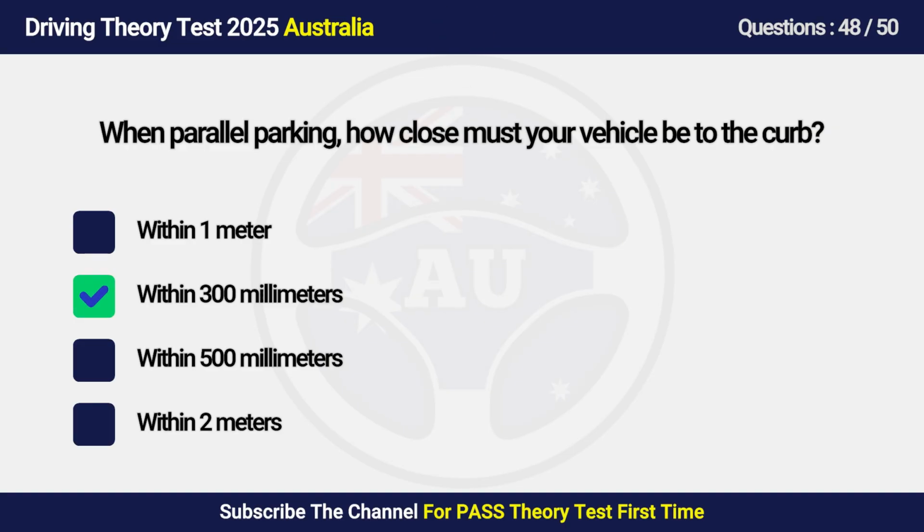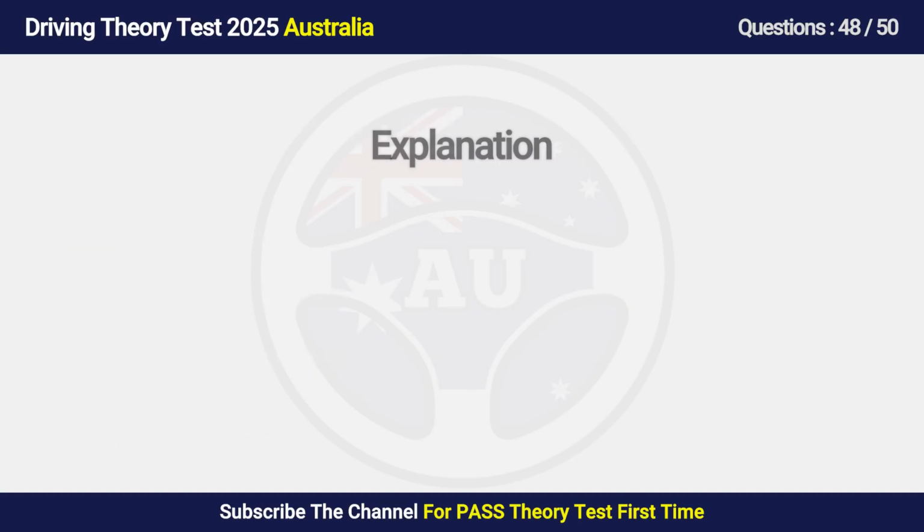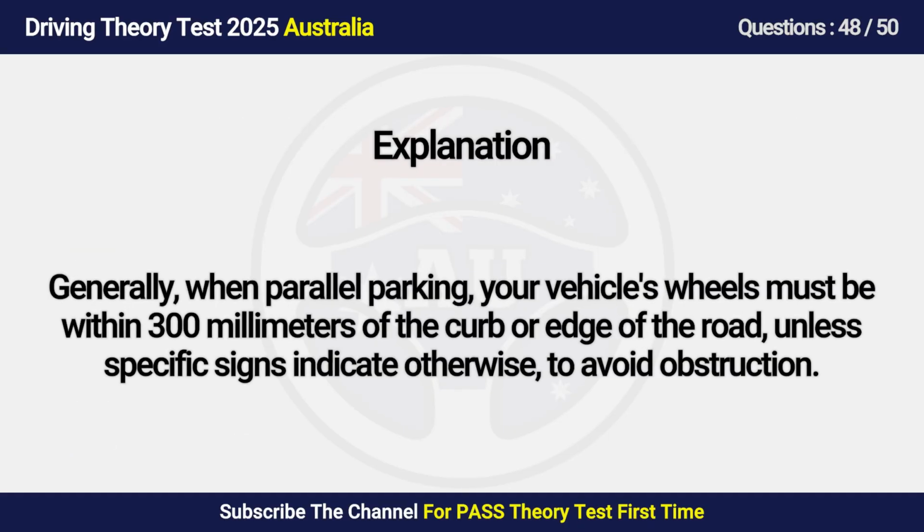Answer is B. Within 300 millimeters. Generally, when parallel parking, your vehicle's wheels must be within 300 millimeters of the curb or edge of the road, unless specific signs indicate otherwise, to avoid obstruction.